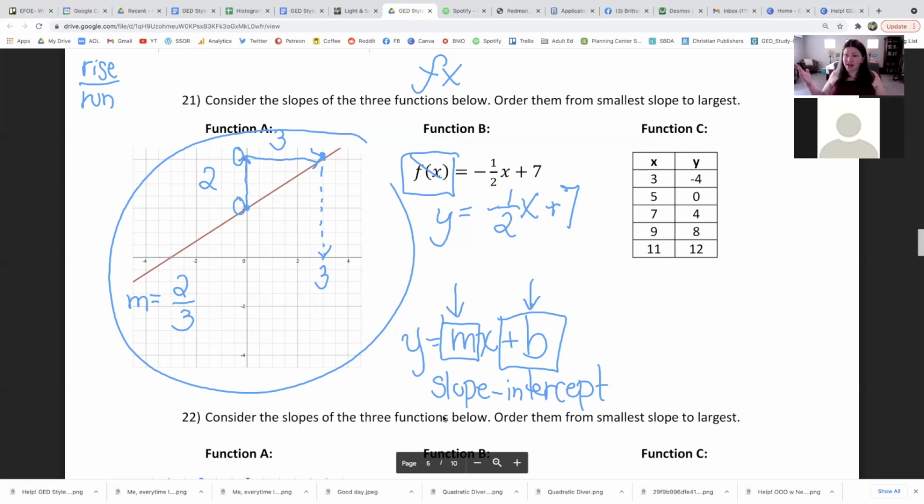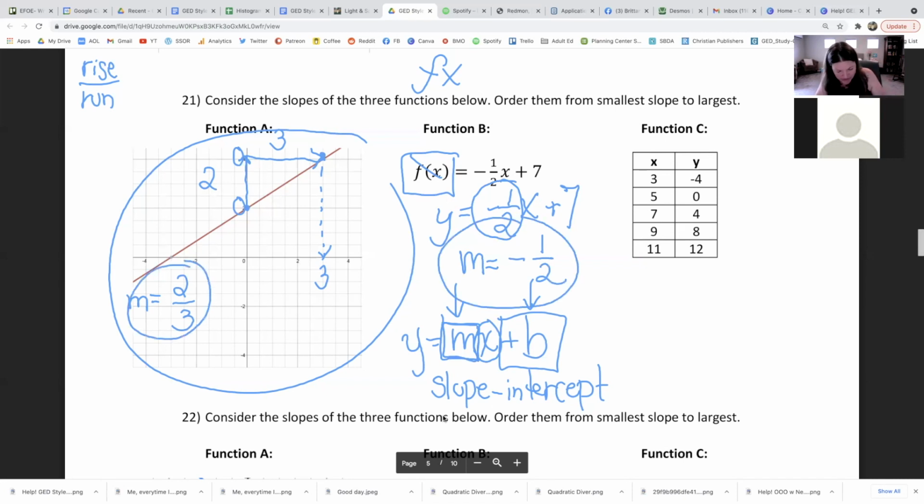So there's only one thing I care about in this problem. I'm supposed to be ordering these functions from smallest slope to largest slope. So all I care about is the slope, and the slope is the m, the number that's multiplying with x. So let's go straight to that in my equation. What number is multiplying with x? It's -1/2. So the slope of this guy is -1/2. Cool, looking good. So the slope of this is 2/3. The slope of this is -1/2.